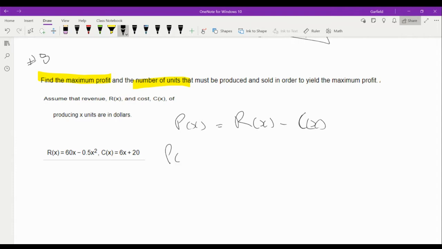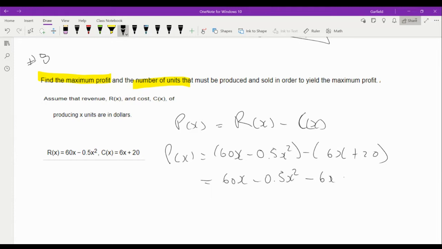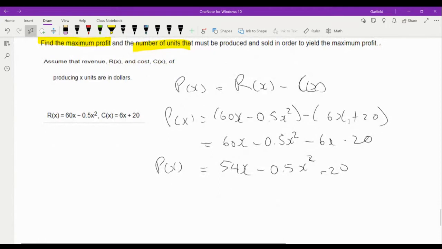All right, so here we go. So P of x. Look, you have a lot of questions about profit and loss throughout the semester. So this is it. It's 60x minus 0.5x squared minus 6x minus 20. So that becomes 54x, because we're subtracting the 6x, minus 0.5x squared minus 20. So this is a profit function. Not much work required here. They gave us the two objective functions, constraints already. So all we had to do was plug them into each other to get the profit function.